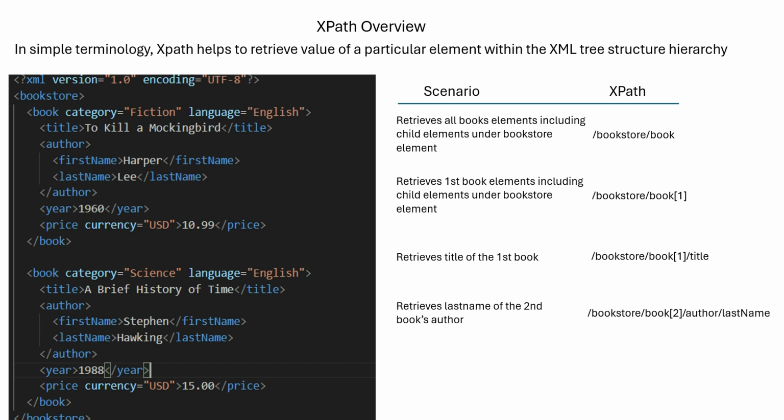Do remember that this is case sensitive. If you misspell it or put the incorrect casing, there would be an error. If you want to retrieve the price of the second book, it will be /bookstore/book[2] and then directly the price, because price is under the book and book is under the bookstore. So with this basic understanding, let's deep dive and work with the XML actions.